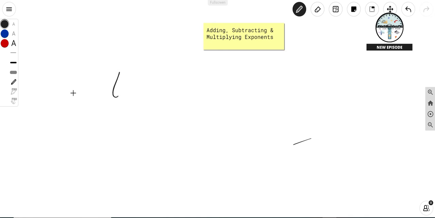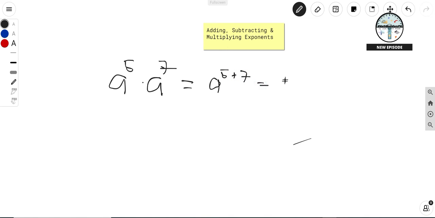There is this law that if two expressions have the same base with different exponents, for example a raised to 5 times a raised to 7, when we multiply them, we just add the exponents. So we have 5 plus 7, which is equal to a raised to 12.